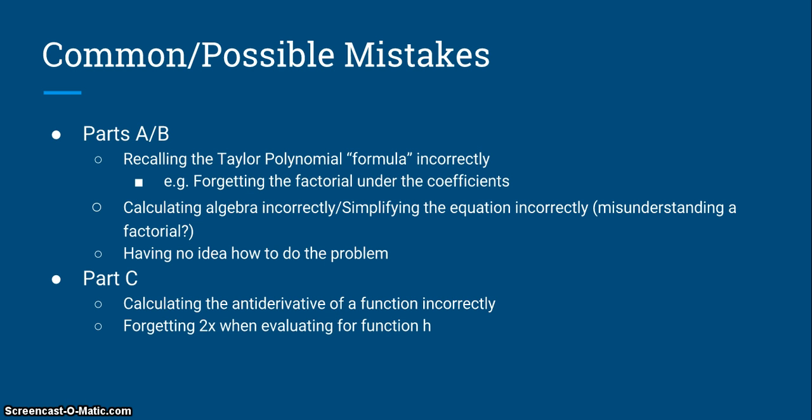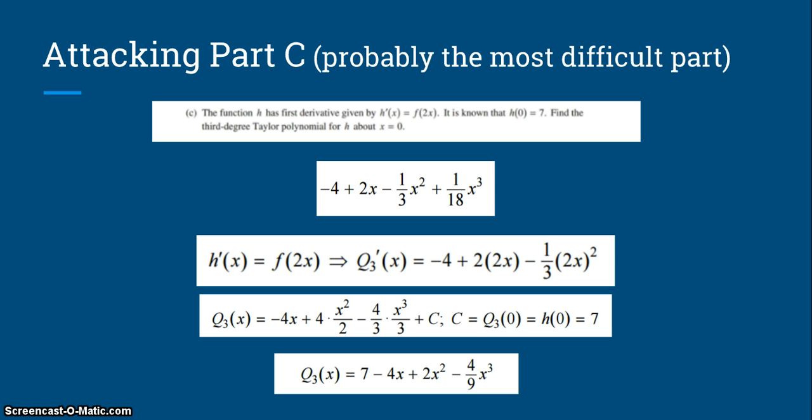And in part C, you can calculate the antiderivative incorrectly, which is sort of a problem because that's Calculus AB stuff. You might want to go back and review that if you have trouble. Also, forgetting 2x when evaluating for function h. If we go back really quick, it says h prime of x is equal to f of 2x, not f of x. So read the problem, know what you're solving for.